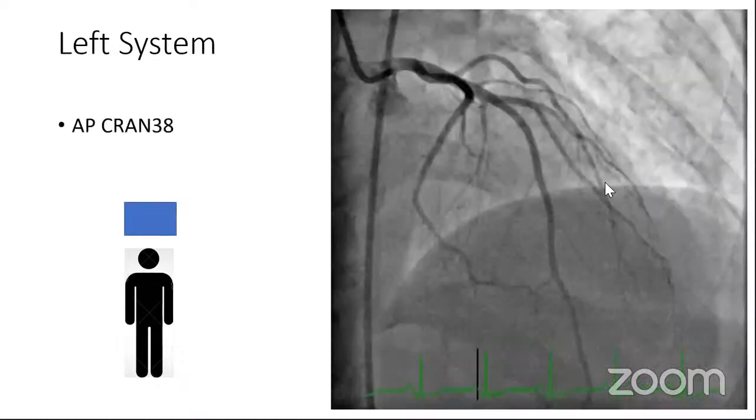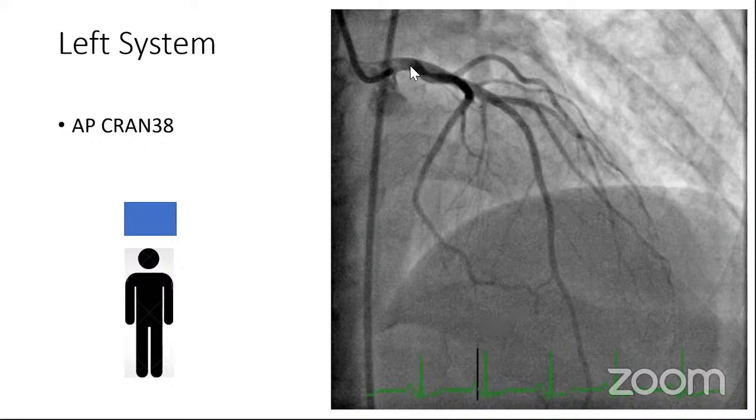So again, this is the diaphragm, so I know that now I'm in the cranial view. The ribs are somewhat horizontal, which means I'm in the AP view, AP cranial. AP cranial is supposed to be great for the proximal LAD. However, we have this overlap here.